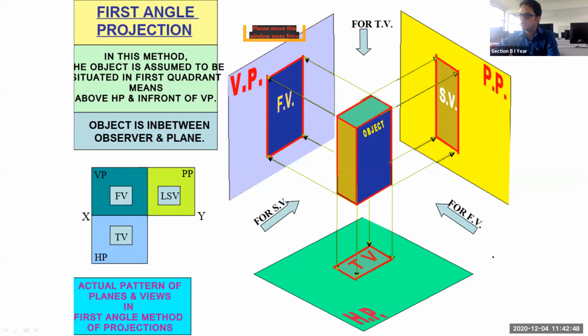Here on the right hand side corner, you can see I'm drawing one square box. This is representing your paper. In this paper, I'm drawing one reference line, that is your XY. This is your X, this is your Y. What you have seen here in this figure, this is your XY reference line.